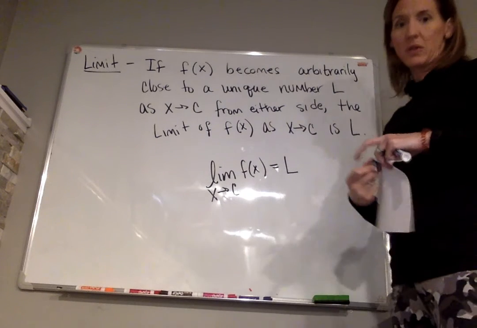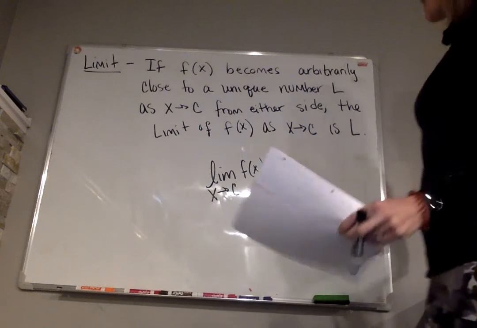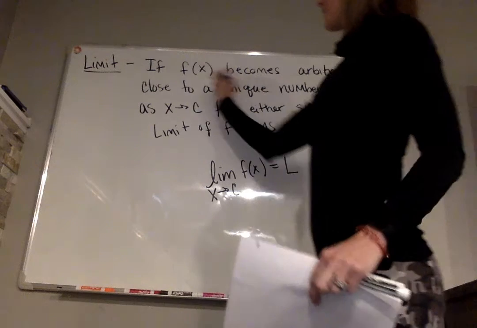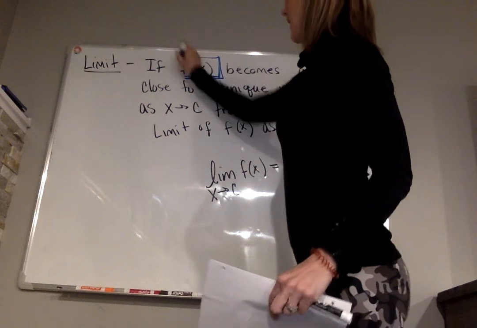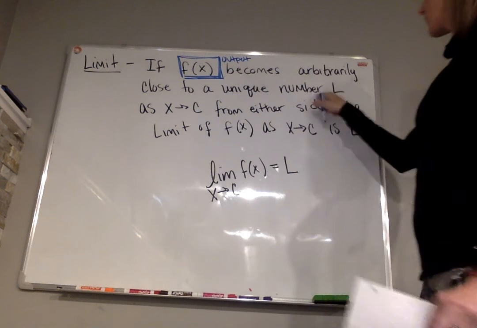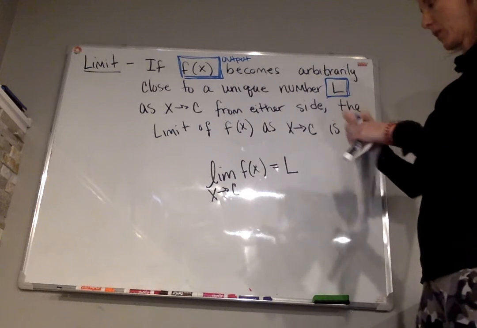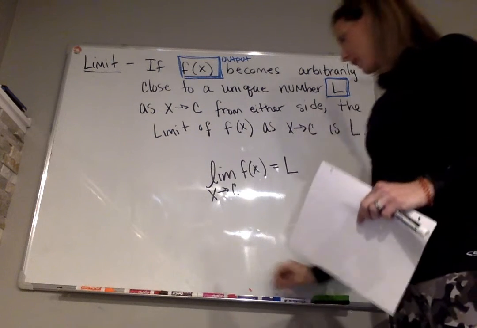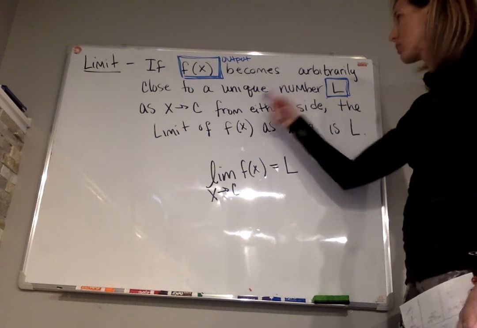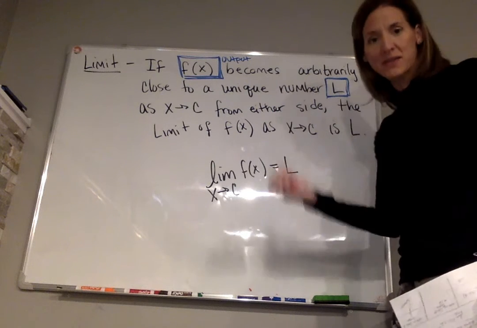Okay, so let's pull this apart and make sure that we're understanding what the heck I'm writing on the board. Okay, so if f of x becomes arbitrarily close to a unique number L. Okay, so what we're talking about here, this means output, right? So if the output becomes closer and closer and closer to this, okay, so this is still output. Well, okay, let's keep going. As the output becomes really close to a unique number, it is extremely important that we're saying a unique number. A unique number means one specific number.